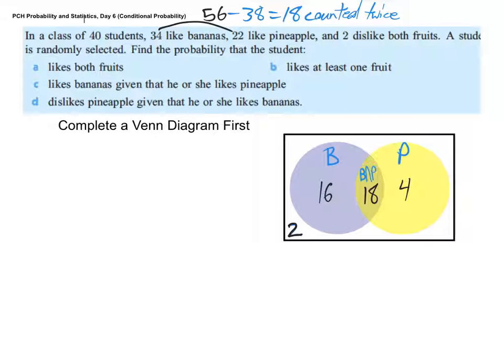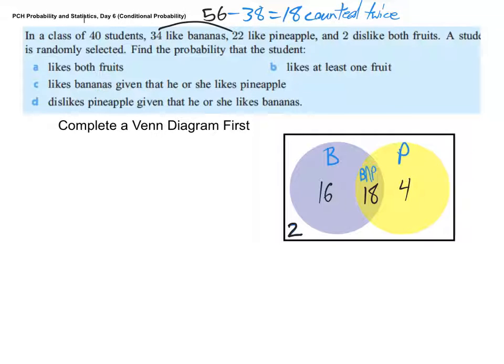Once you figure that out, 18 plus whatever this is has to add up to 34. So that's where we got the 16. And 18 plus whatever this is has to add up to the 22 who like pineapple. Okay?